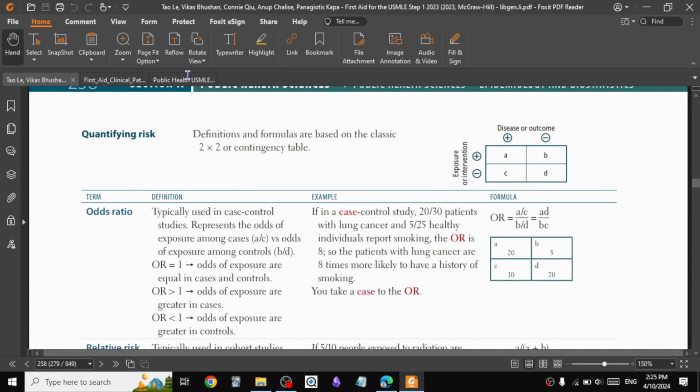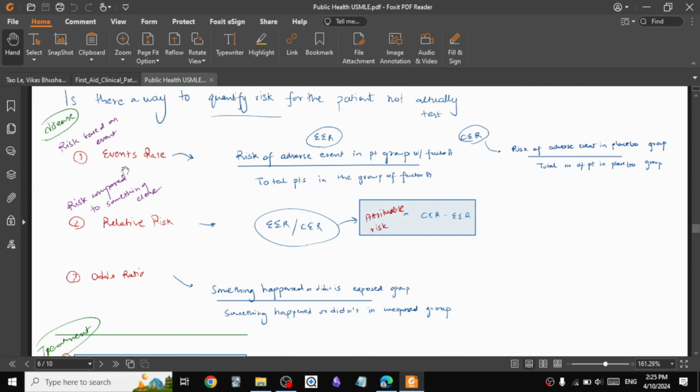The first thing we're going to look at is the risk based on event rate. Event rate is something we're measuring: the risk of adverse event in the patient group with some factor A, divided by the total patients in the group with the factor. So I'm measuring the adverse events, and it should make sense. Event rate, we're measuring the adverse events.